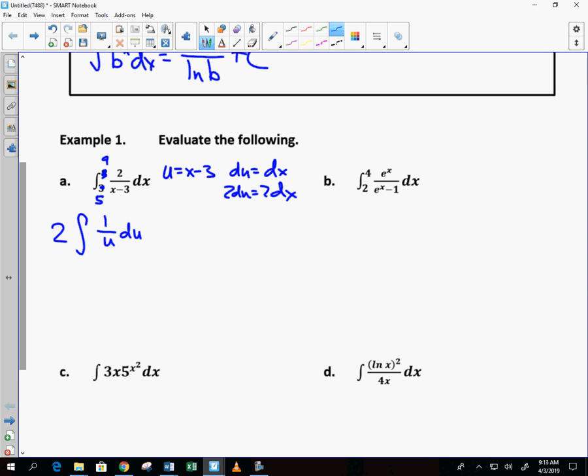What is the antiderivative of 1 over u? Natural log of u, yeah. So I get 2 times the natural log of u. What is u? x minus 3. And we are going to evaluate that at 9 and 5. I plug in 9. What do you get? Minus 2 times.